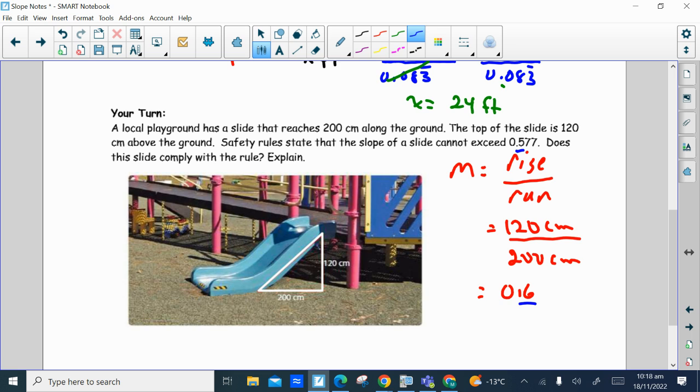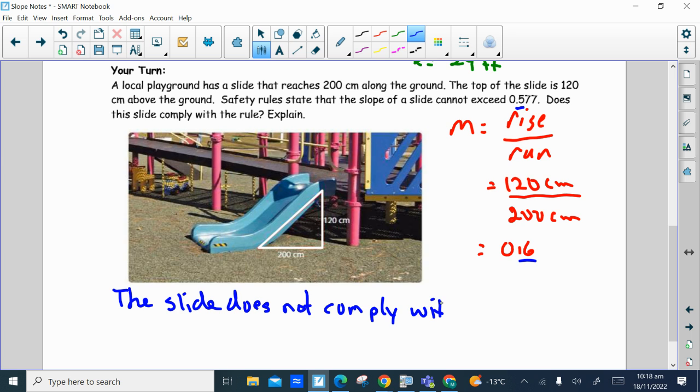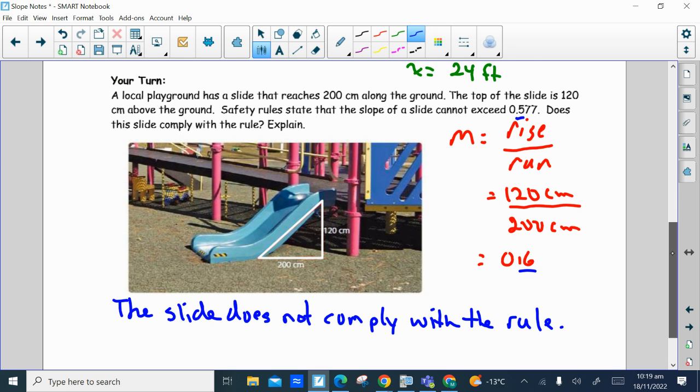So therefore, this slide does not comply with the rule. The slope of the slide is greater than what the safety standards say it should be. So we can say the slide does not comply with the rule. Okay, it's too steep compared to what it should be.